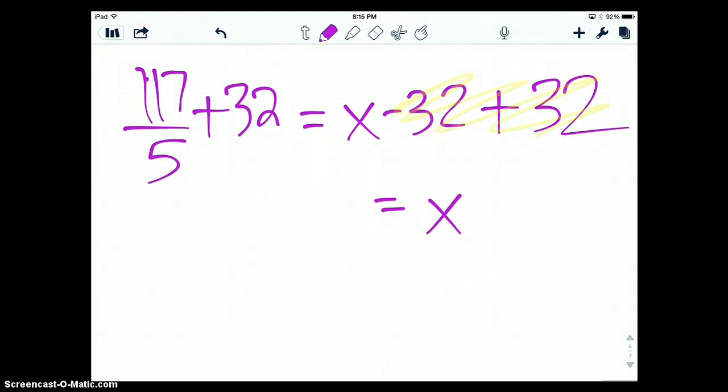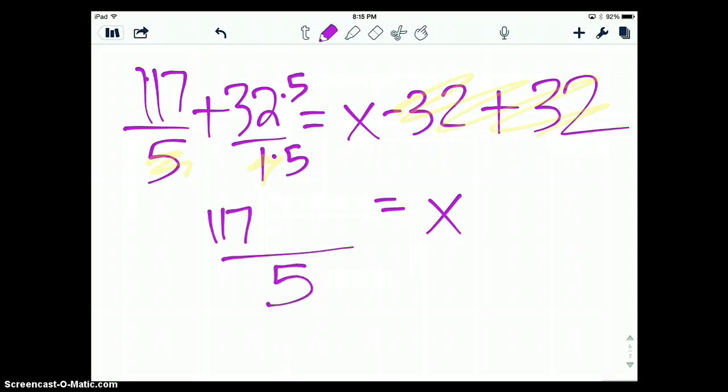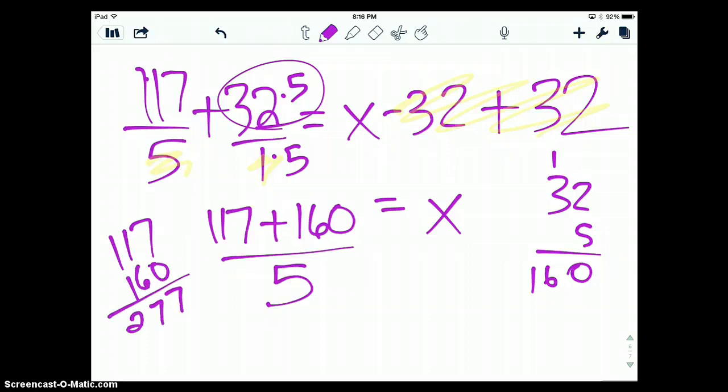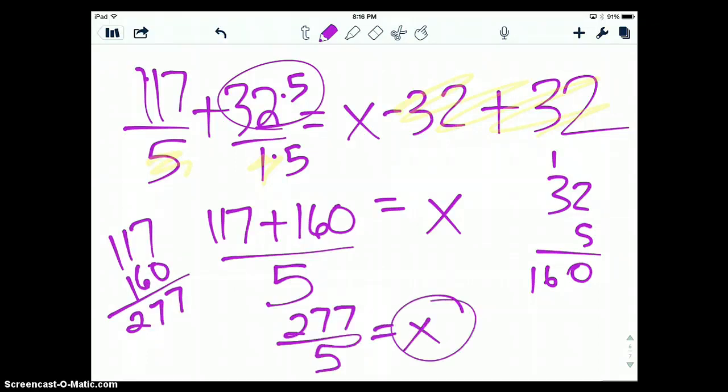On this side here, I can't add these yet because this is 32 over 1, and my denominators aren't the same. But I can make them the same. Multiply this one by 5 over 5 to get common denominators. And now I'll have a denominator of 5 with 117 plus 32 times 5, which is 160. And now when I add 117 and 160, I'm at 277 over 5. And now I have what x equals.